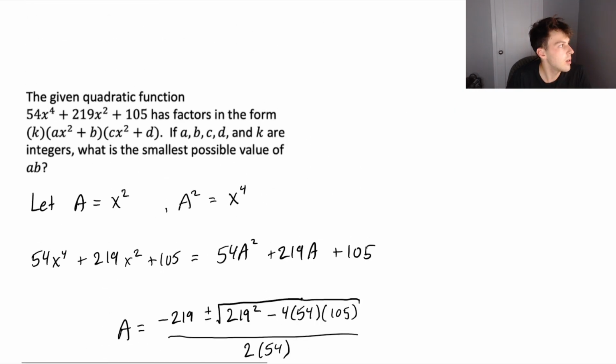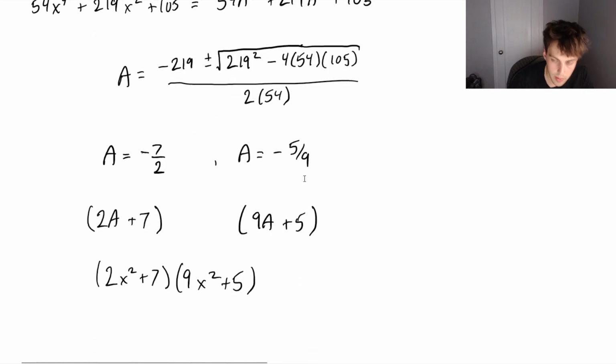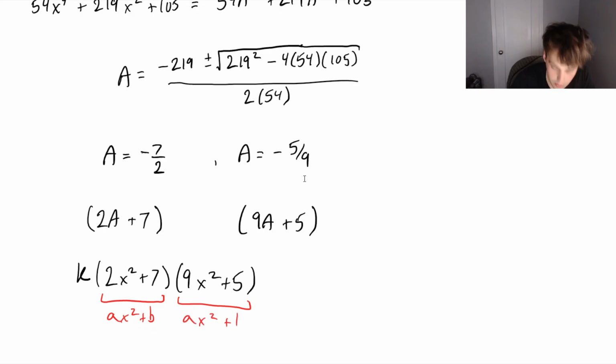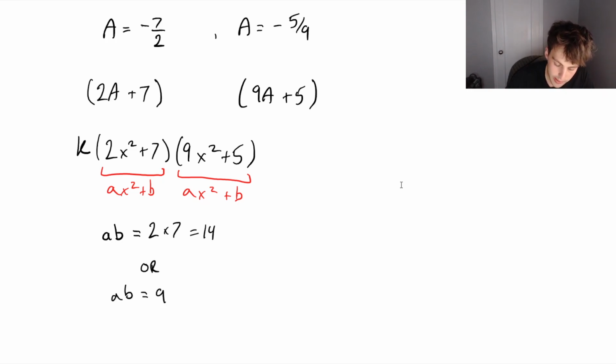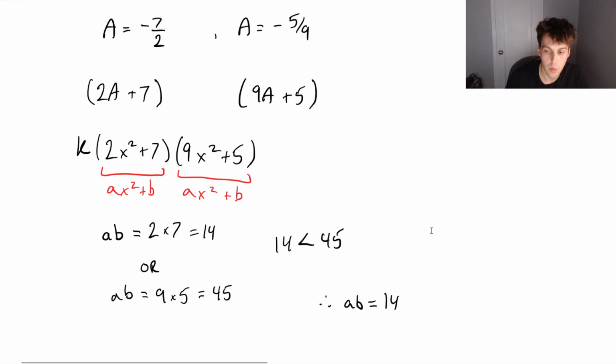Let's look at the form we had: k times ax squared plus b, times cx squared plus d. If we had a k out front here, either of these could be ax squared plus b. We're looking for the smallest possible product of ab. So ab could either be 2 times 7, which is 14, or ab could be 9 times 5, which is 45. Since 14 is less than 45, and it's asking for the smallest possible value of a times b, our smallest possible value would be 14. And that's it.